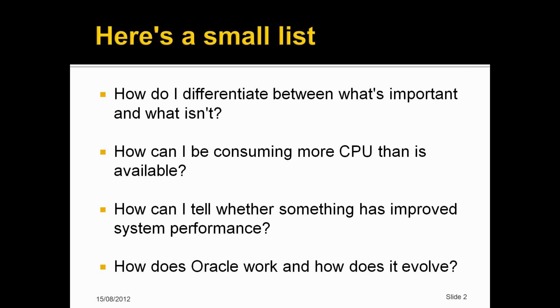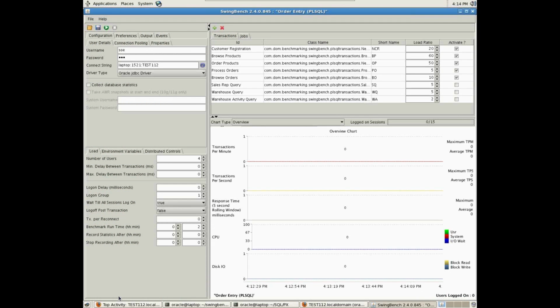So to crack on with the first question, how do I differentiate between what's important and what isn't? I'll just drop into the VM here.